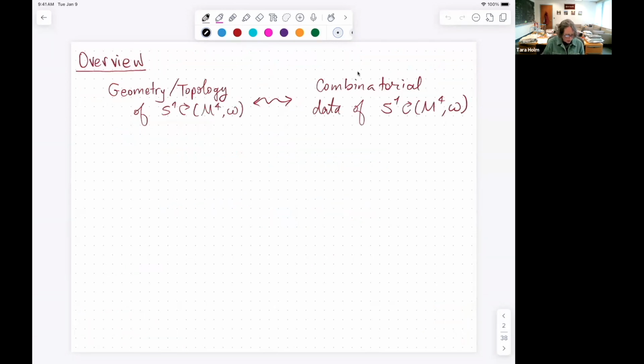So an overview, I want to talk today about the relationship between the geometry and topology of Hamiltonian circle actions on four manifolds, and the relationship to what combinatorial data we have to represent those and how you can go backwards and forwards.